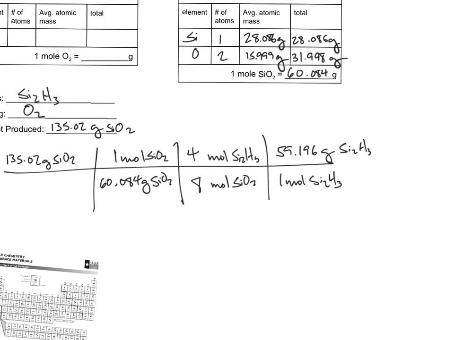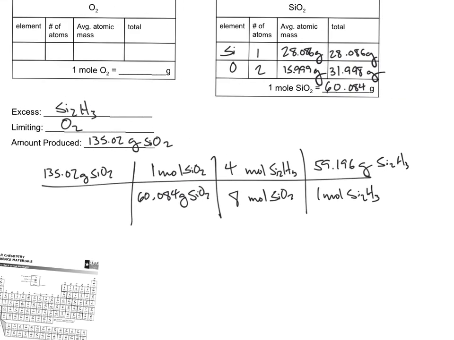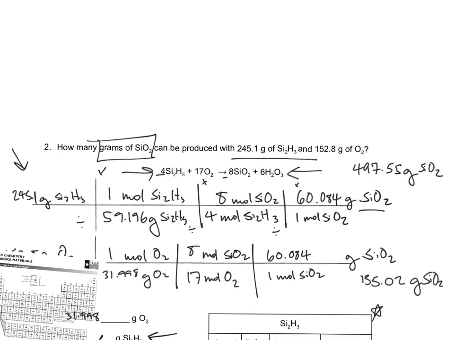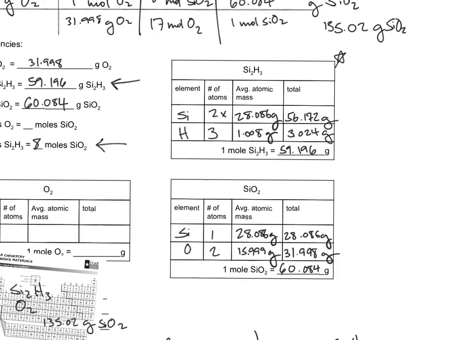All right, so this conversion tells us how much of the Si2H3 is actually going to be used. Let's do that multiplication and division real quick. All right, and I got 66.5 grams of Si2H3. That's how much was used, okay? And we're trying to find out how much is left over, so we're going to subtract that from our original amount of Si2H3. The original amount was 245.1 grams.